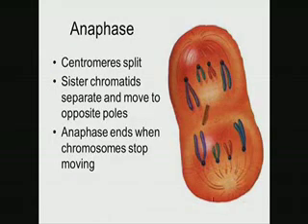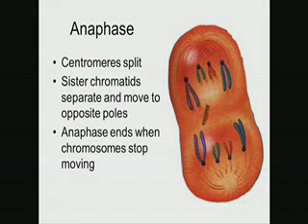Anaphase, what is happening in anaphase? The chromosomes are moving towards their respective poles because the centromere has been split into two pieces. Sister chromatids separate and move to the opposite poles. Anaphase ends when the chromosomes stop movement. Only then is anaphase considered to be completed. Until they are moving, there will not be completion of anaphase.